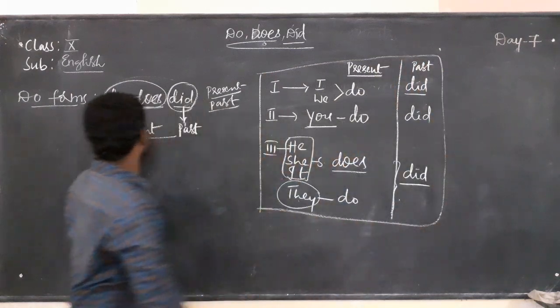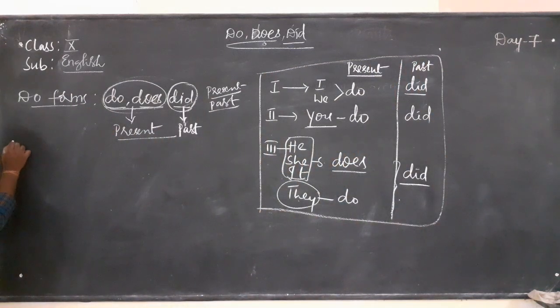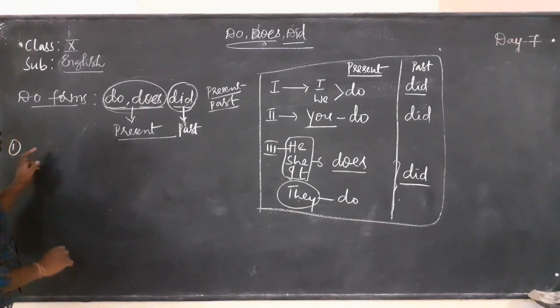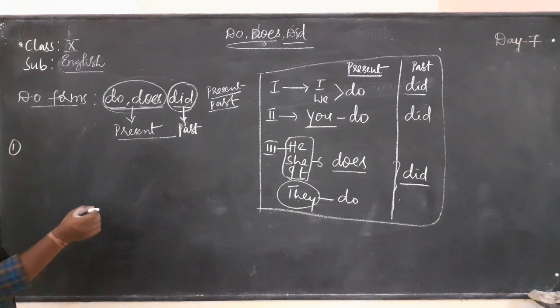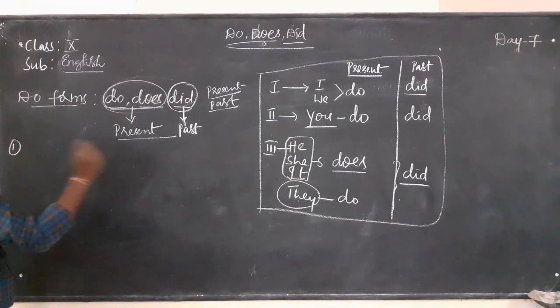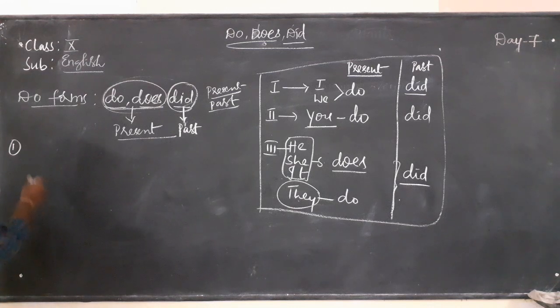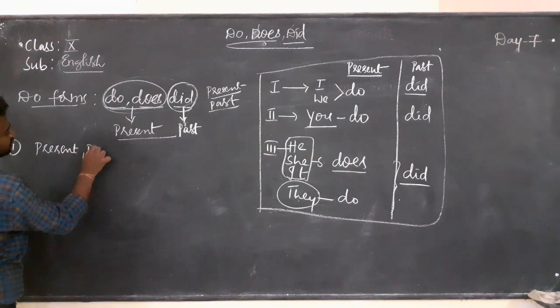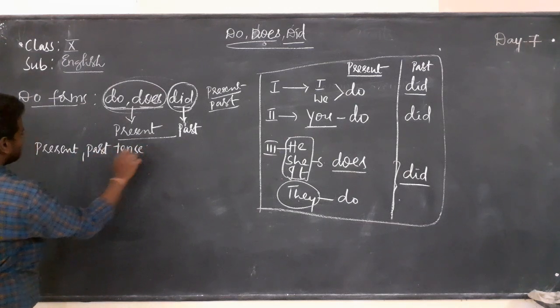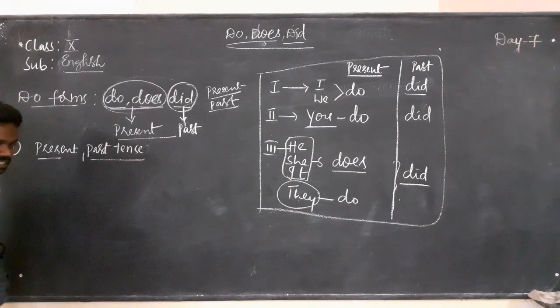So now what is the point here? The first point to remember is that do, does, did are always used with present tense and past tense in the sentences.